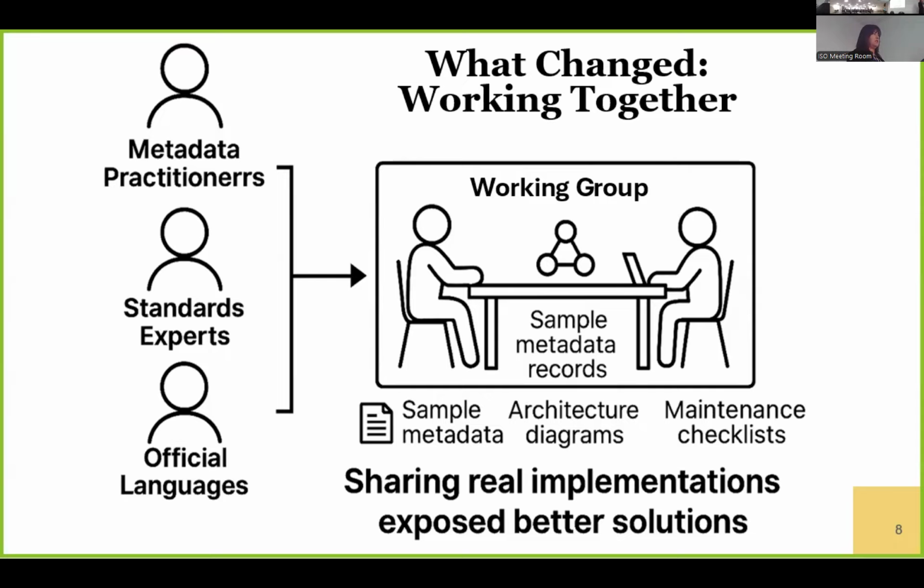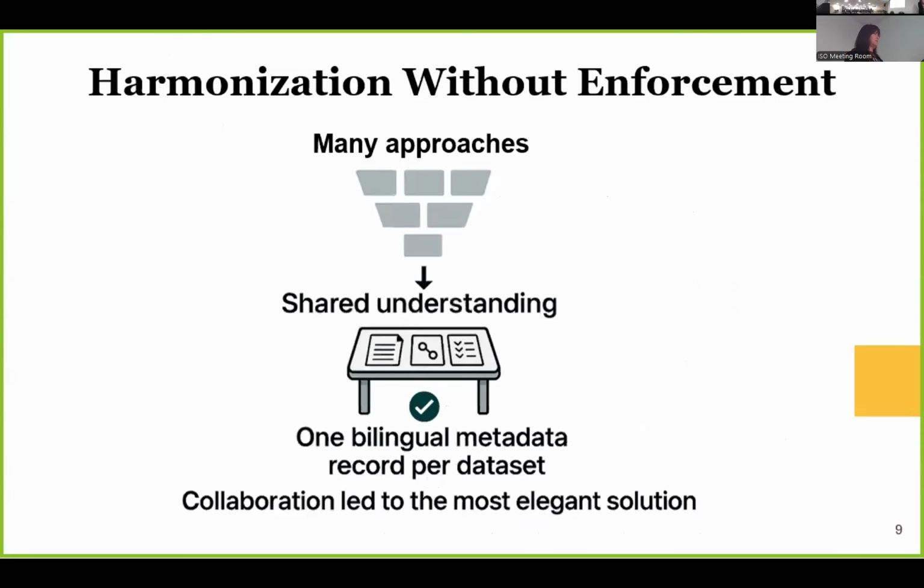All of a sudden, everyone started gravitating to the single metadata file solution. So all these many approaches resulted in harmonization without enforcement. Nobody told them to change to a single metadata file, but they actually realized that having that single metadata file is best for them. It will not cause any issues in maintenance. It will be good for search and discovery. It will be good for sharing.